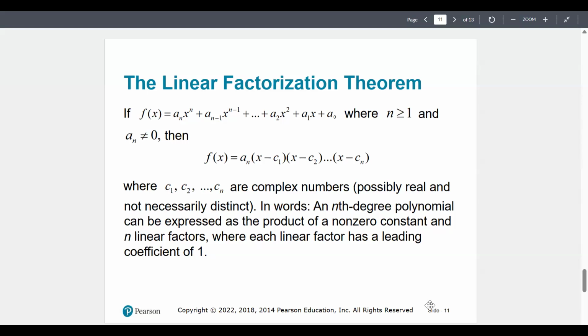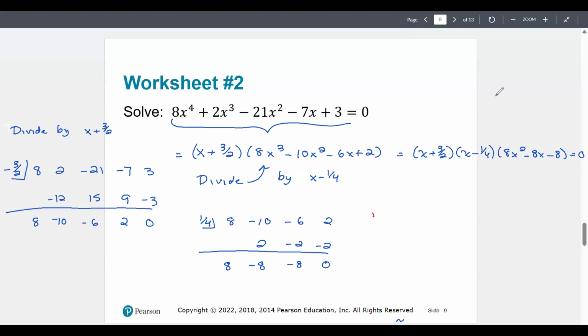So we're going to go back here a second. So we know this part here, we said we pulled out the 8. So this can be written as 8 times x plus 3/2, x minus 1/4, and x squared minus x minus 1. So we want to write it so everything is a linear factor. So we know that the zeros that we had here were 1 plus or minus the square root of 5 over 2.